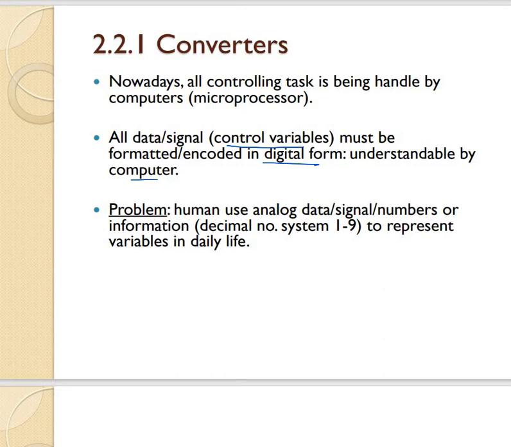So the problem now is we normally use analog data. An example of analog data is the decimal number system. We have from 1 to 1,000, 1 million. So we have a decimal system to represent a variable in our daily life. For example, temperature, we have 75, 1,000, 150. So that is a decimal number system.